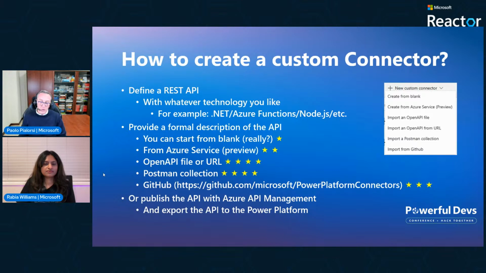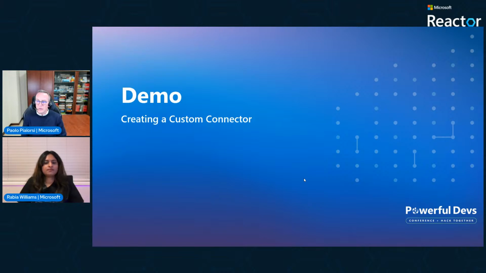Another and last option that you have is to rely on Azure API Management. If you do that, again, it will be easy to export and import into the Power Platform a connector for the API. So these are plenty of options for you to create your custom connectors. But now let's see how you can do that in practice. So let me switch to my demo environment.